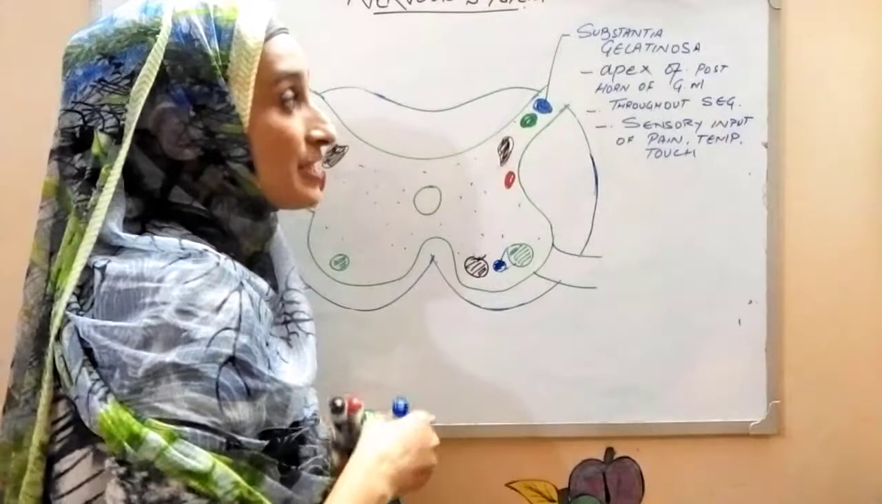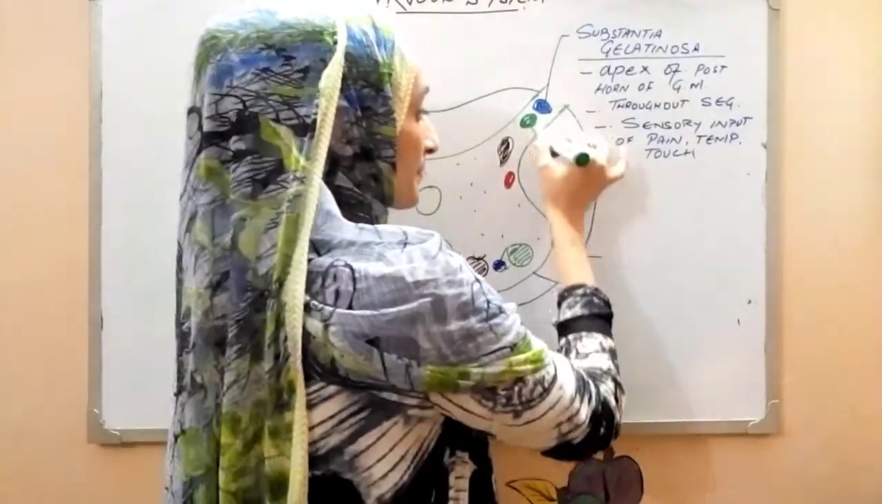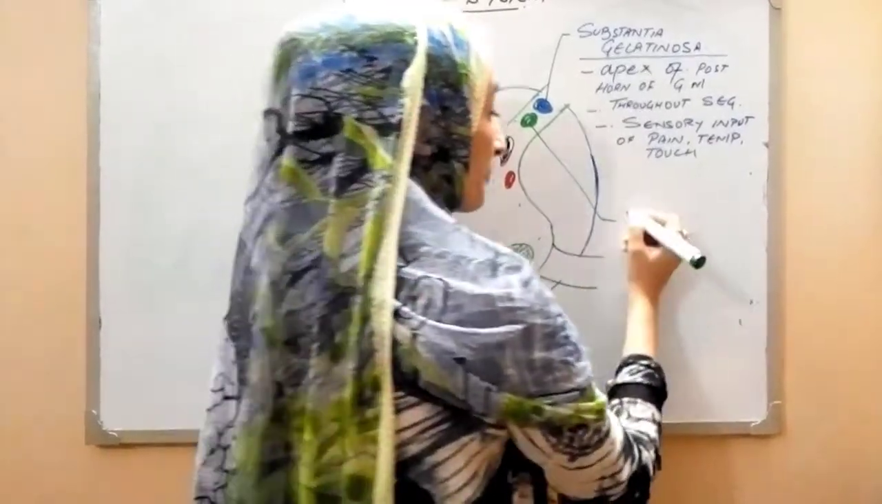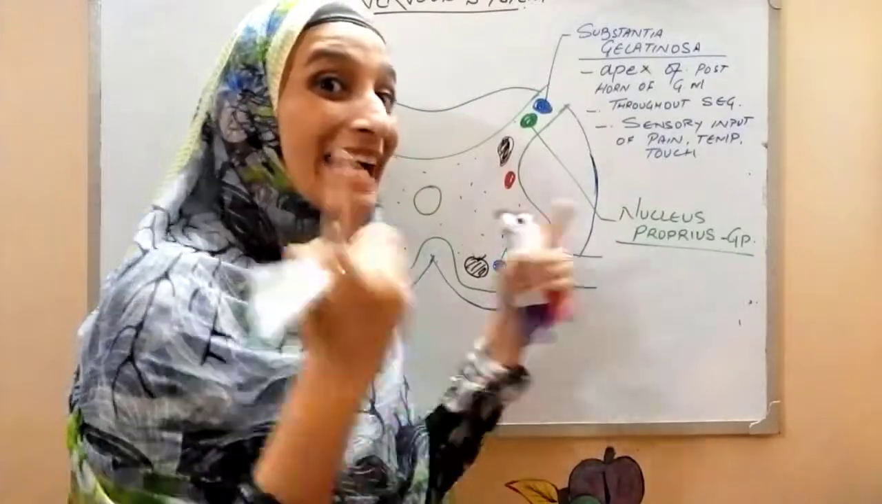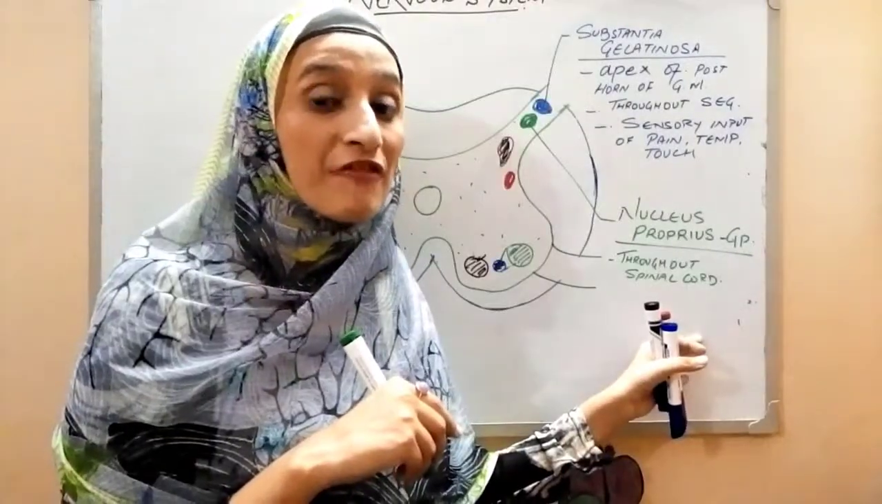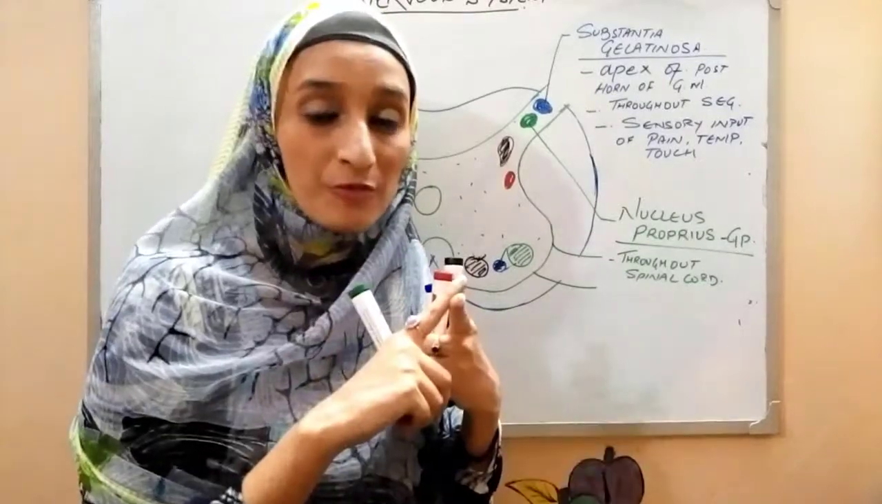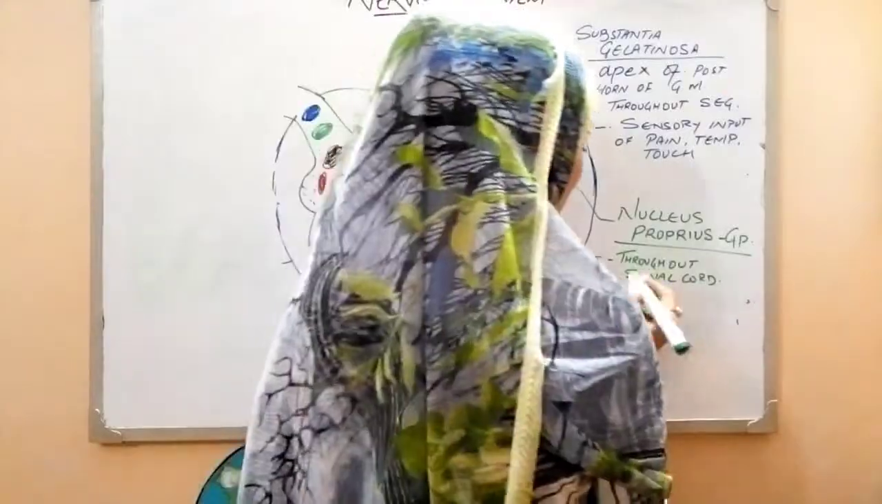Anterior to the substantia gelatinosa, there is another group of nerve cell bodies, known as the nucleus proprius. This nucleus proprius group is again present throughout the spinal cord segments. They receive the afferent fibers for sense of position, two-point discrimination, movement, and vibration.